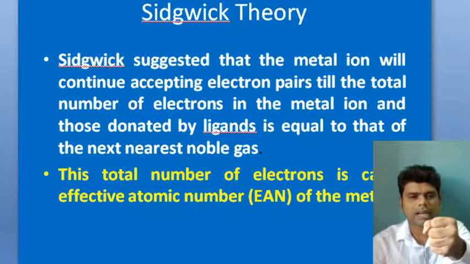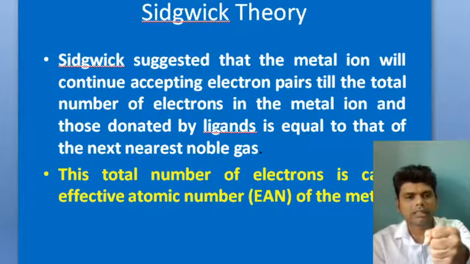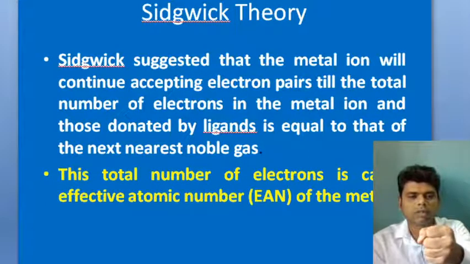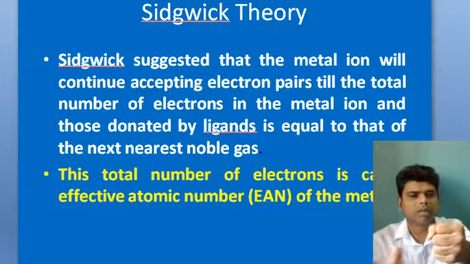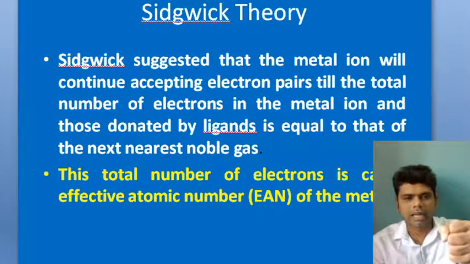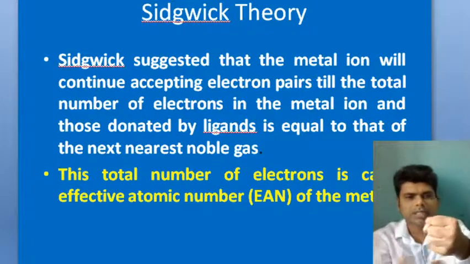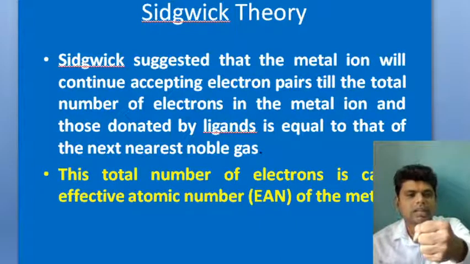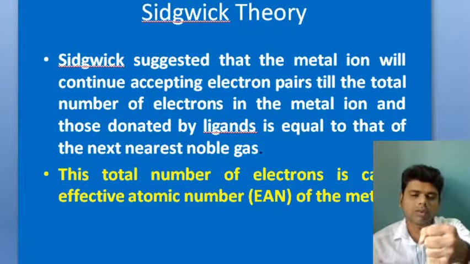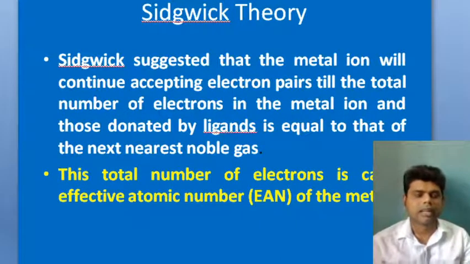How long will this central metal atom accept electrons? As long as it is not satisfying the inert gas configuration. If it is not satisfying the inert configuration, it will try to accept electrons. Once it attains that inert gas configuration, it obviously stops accepting electron pairs. The central metal atom or ion will keep accepting electron pairs from these ligands from all directions, till it gets the nearest noble gas configuration. That's what Sidgwick's theory is, and it is given in terms of effective atomic number.